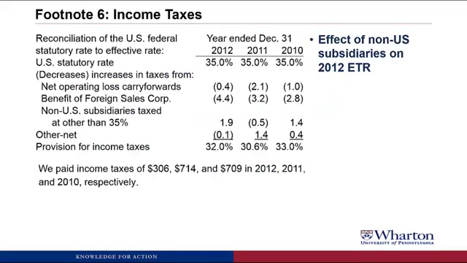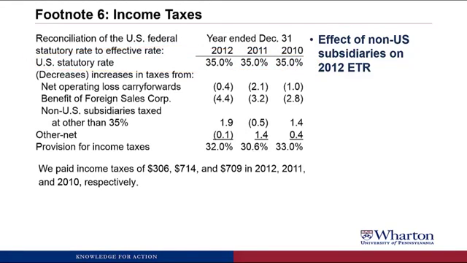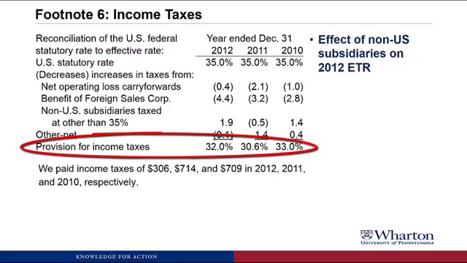So here is footnote 6, which is Moth's income tax footnote. One of the first sections is the reconciliation of the U.S. federal statutory rate to the effective rate. So the top line is we have the U.S. statutory rate, which is 35% in all these years. Then we have a bunch of items which cause permanent differences. And so then the line provision for income taxes, that's the effective tax rate. So in 2012, the effective tax rate was 32%.